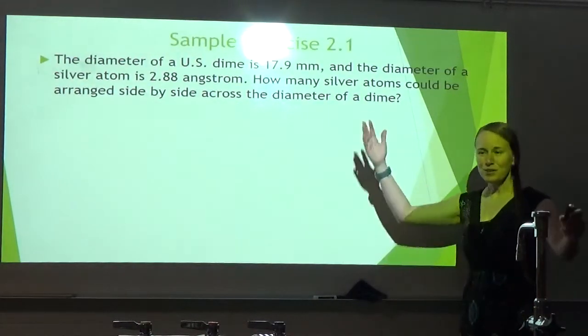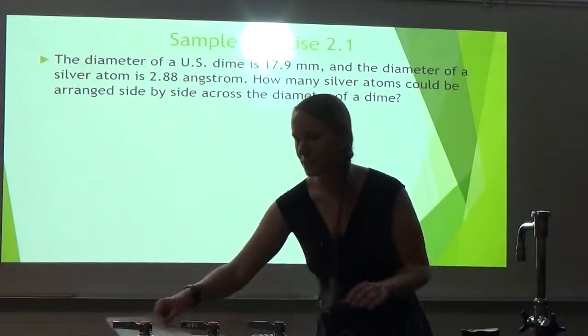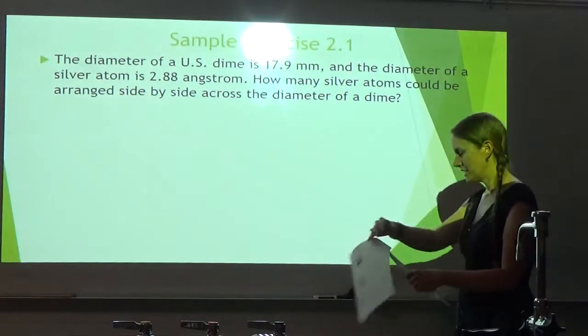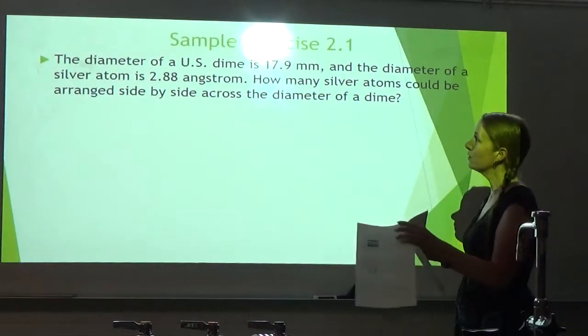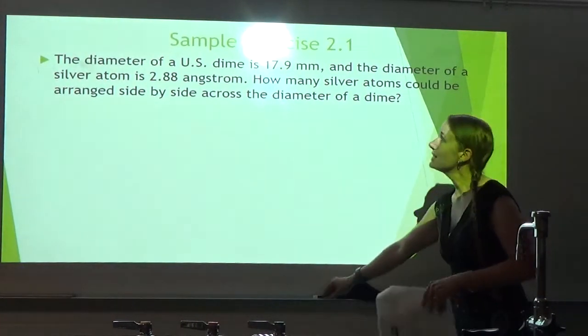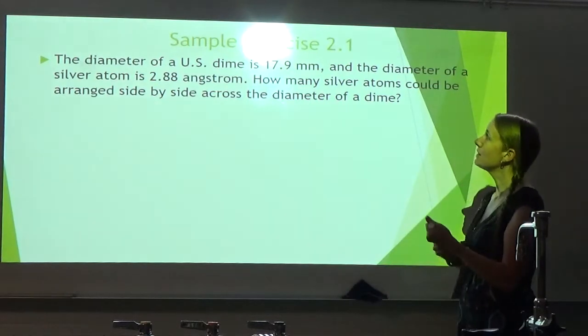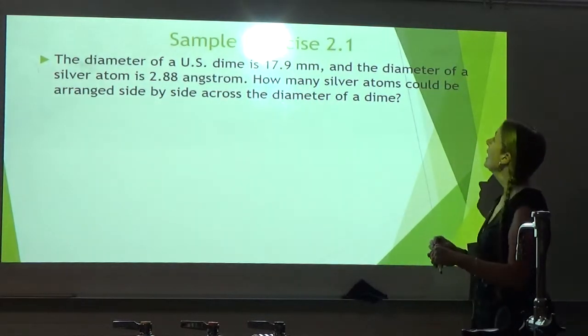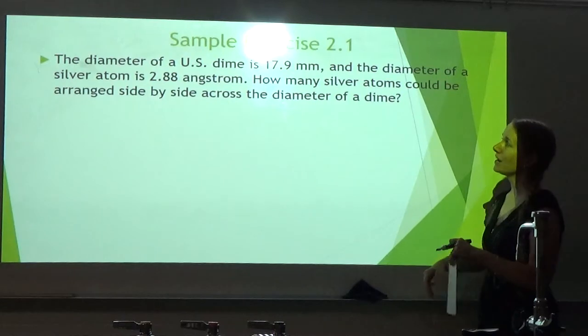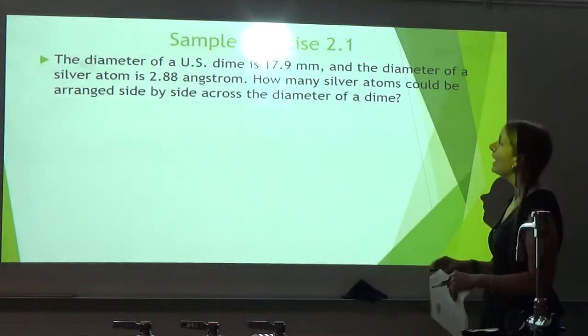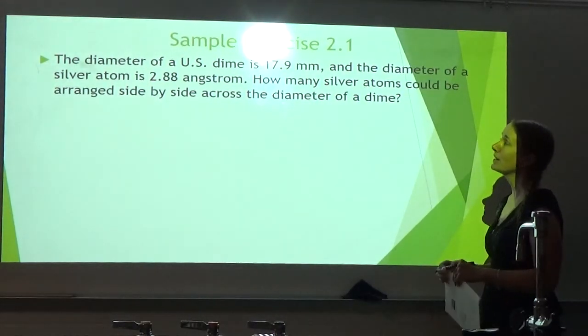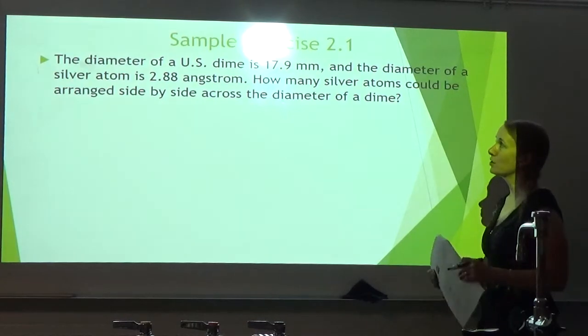All right, so yay, first question. So let me flip so that way you don't have to sit here and waste time watching me use a calculator. All right, so it says the diameter of a US dime is 17.9 millimeters, and the diameter of a silver atom is 2.88 angstrom. How many silver atoms could be arranged side by side across the diameter of a dime?